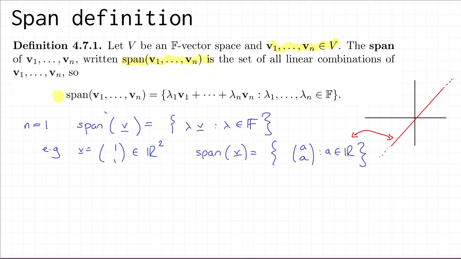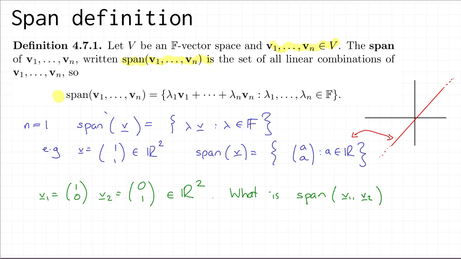Okay, let's think about another example of a span just while we're on this definition slide. So let's take two more vectors inside R squared. So let's let V1 be the vector (1, 0) and V2 be the vector (0, 1). So what is then the span of V1 and V2? So those two are elements of the vector space R squared again, and the question is what can we say about, how can we describe the span of V1 and V2? Maybe pause the video and think about it.